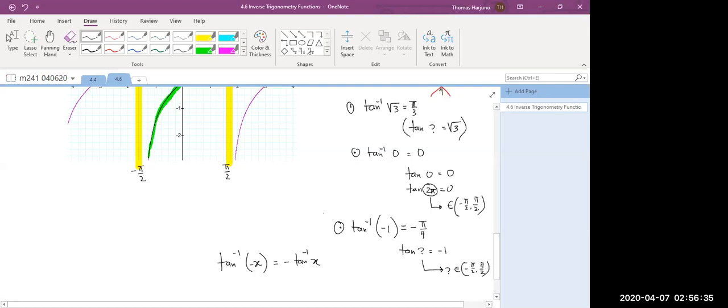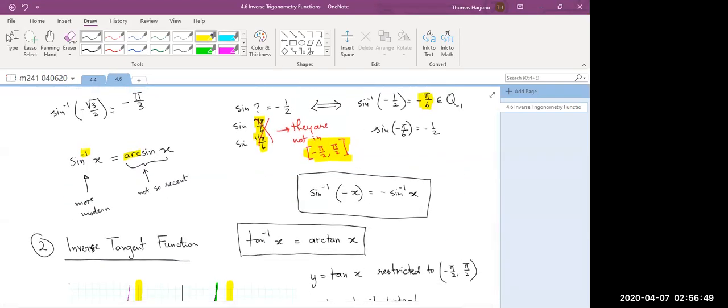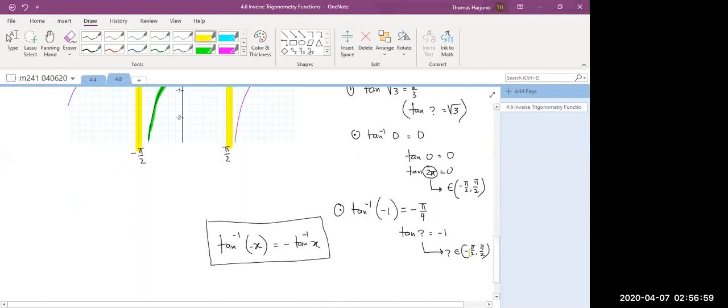Okay? Maybe I box that so that we remember. So tangent inverse of negative x is negative of tangent inverse of x. The same with this guy here. That guy has the same idea as this guy.